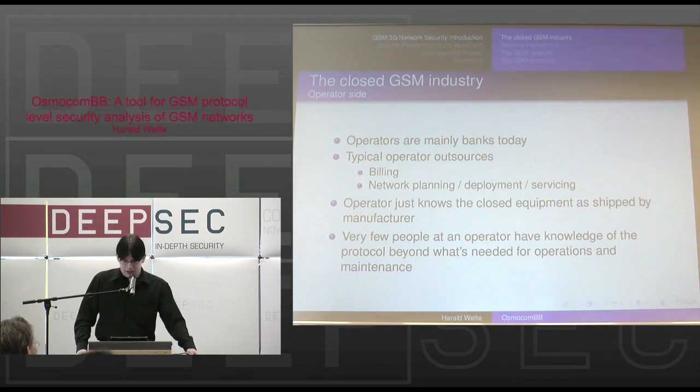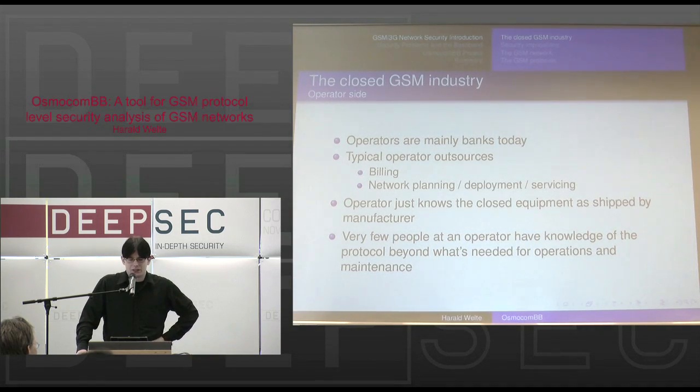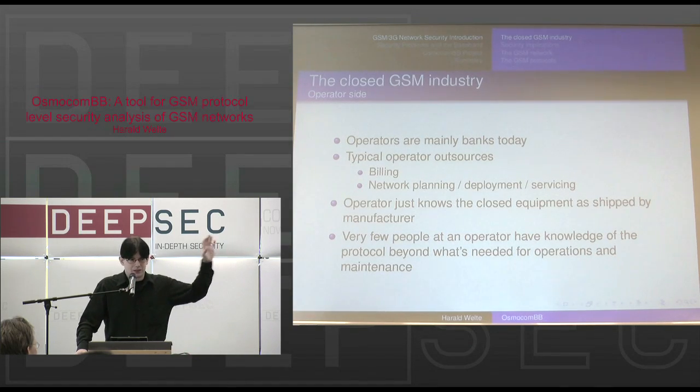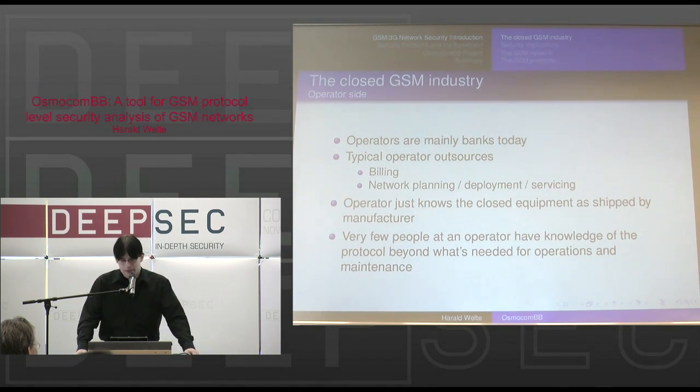On the operators, well, operators are marketing and finance. Typical operators today outsource not only their network planning, network servicing, network deployment, but they also outsource the billing. So this really only leaves marketing and finance left over. There are exceptions. I'm sort of exaggerating here, but there are operators where it works exactly like this.